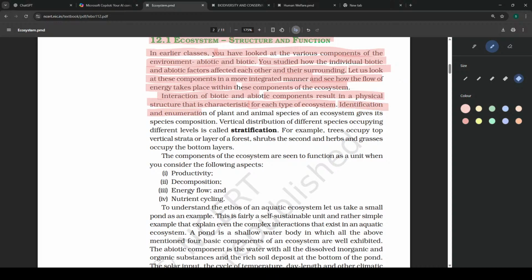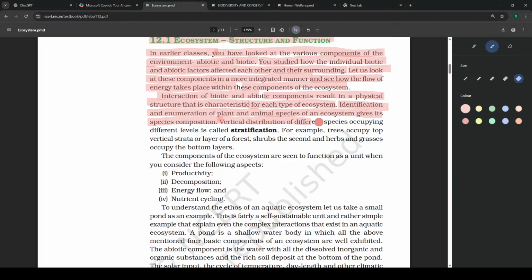Identification and enumeration of plant and animal species of an ecosystem gives its species composition. If we consider a desert ecosystem, and we identify and number the plant and animal species of that specific desert ecosystem, or a specific place, or this much acres of land is a desert, and in that how many plants, what kind of animal species, all of these if we identify, then this will give a species composition of that specific desert ecosystem.